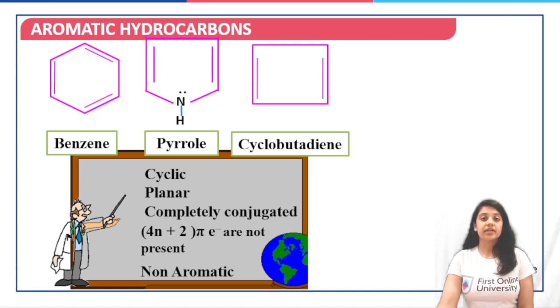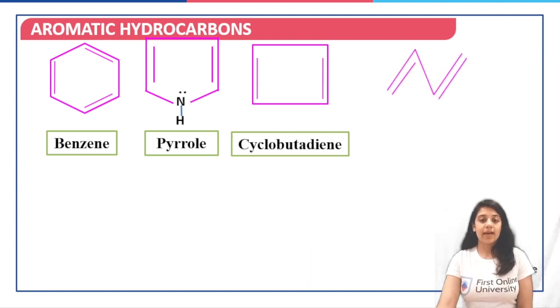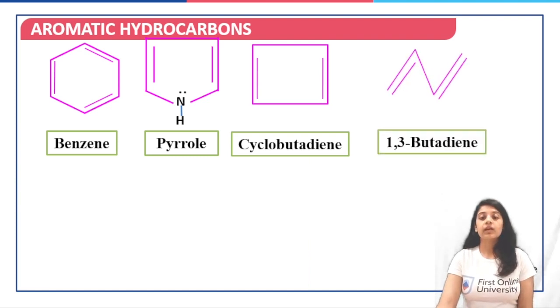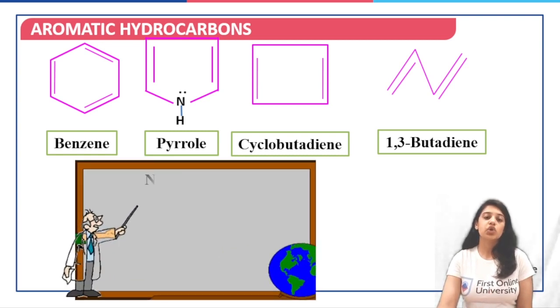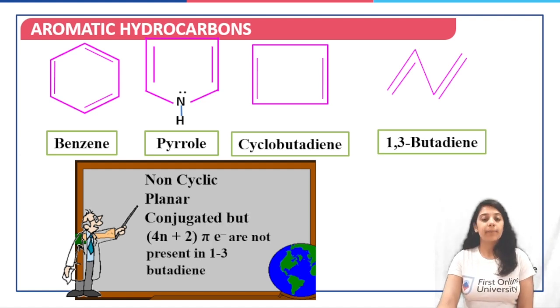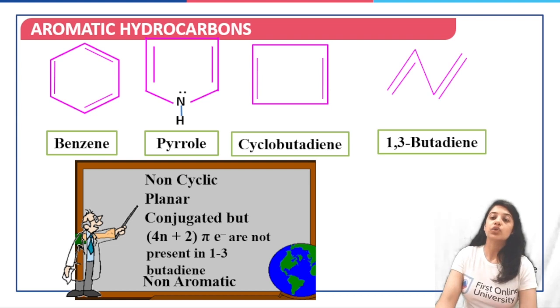So as of now, we have studied two types of compounds. One is aromatic, the other is non-aromatic. A third category is also there, which is called anti-aromatic. Now, let us take the example of 1,3-butadiene. The very first condition of it being cyclic is not satisfied. So it is non-cyclic, although planar and completely conjugated, but 4n plus 2 pi electrons are not present. Therefore, it satisfies only two conditions, and it is not going to be an aromatic compound. So again, we call it non-aromatic.